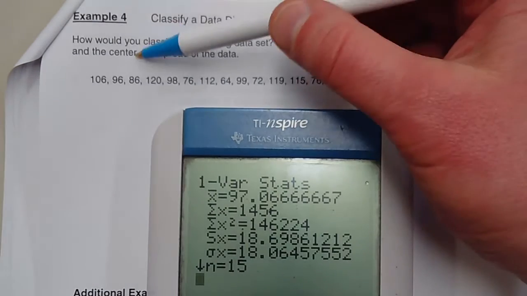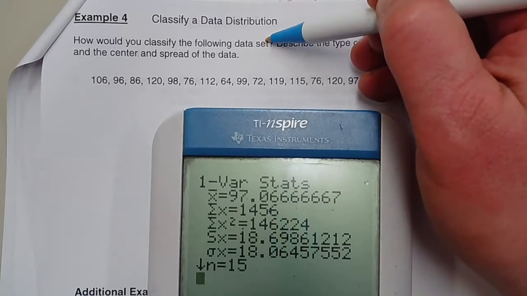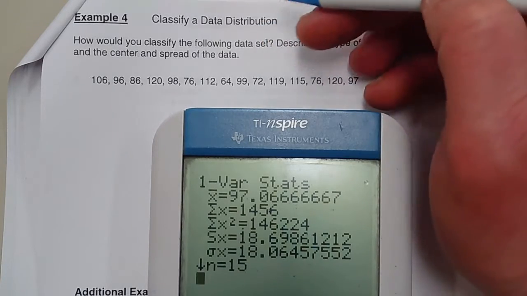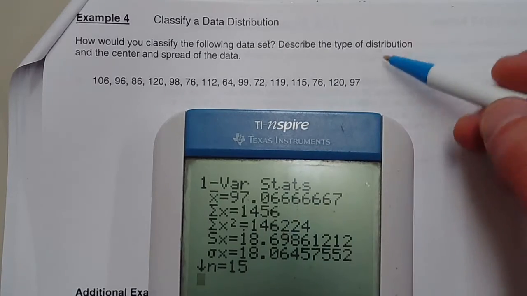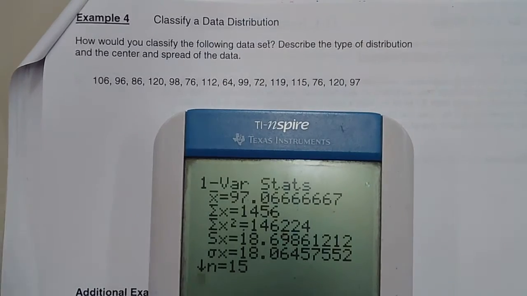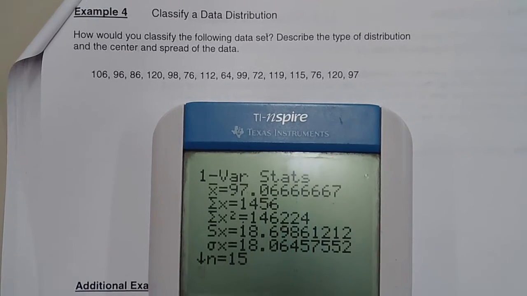When it says, how would you classify the following data set? We're looking for our distribution. Is this normal, skewed left, skewed right, uniform? What do we think? And then from that, we're going to decide which measure of center and spread, but let's worry about that once we decide the distribution.